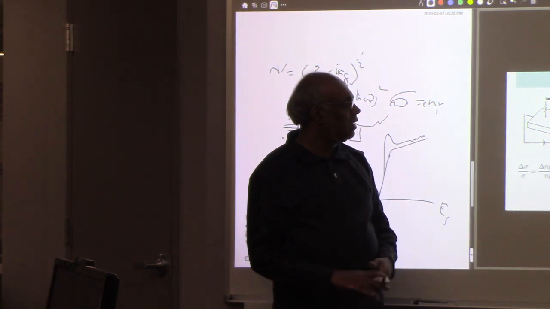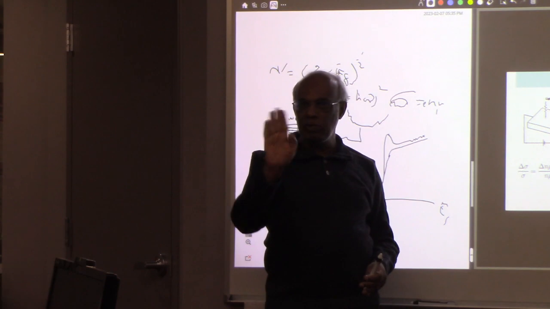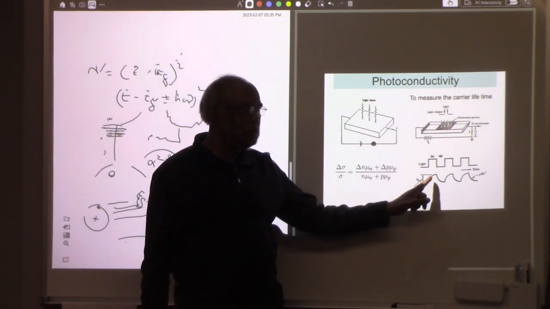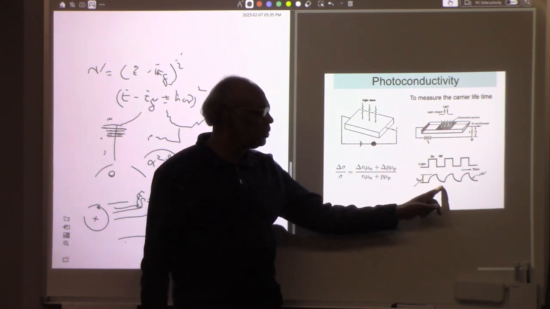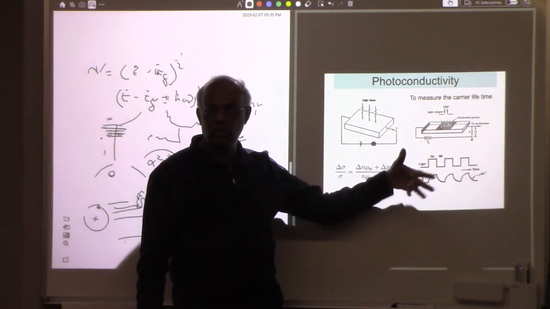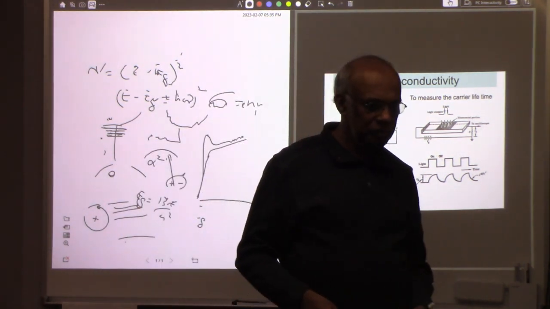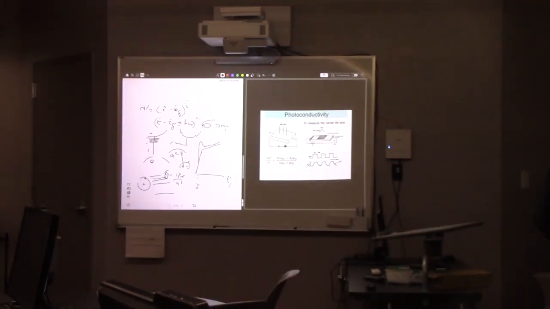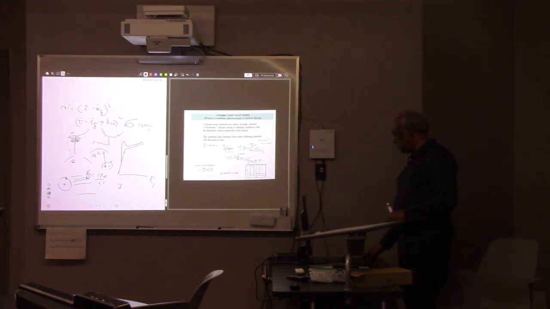So basically, you don't just shine light, we chop the light. Remember we talked about the chopper? So you can chop the light. During this time with light, you see your photocurrent is increasing. This time no light, right? Then it is going to decrease. So this is how usually you measure the photocurrent. Very simple technique. You just get a chopper and measure the current. You can use a lock-in amplifier or something like that.